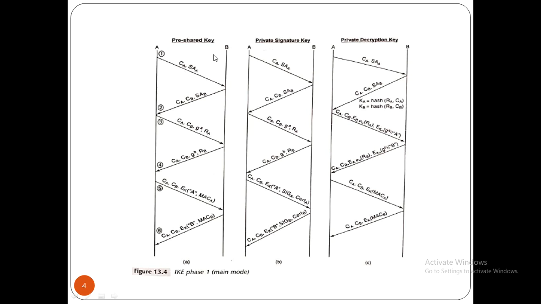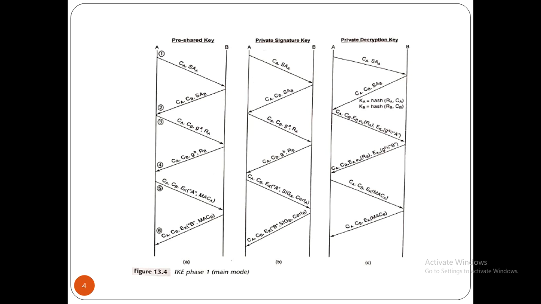In option 1, this is diagram 13.4, which shows the sequence of messages exchanged between A and B under the assumption that A and B share a secret key. It is not shown here, but understand that there will be a secret key S that is shared between both A and B. The first message contains the cryptographic algorithms proposed by A for use in the IKE security association, along with the cookie CA. This is denoted SA of A. So the security association must be established, that is SAA.